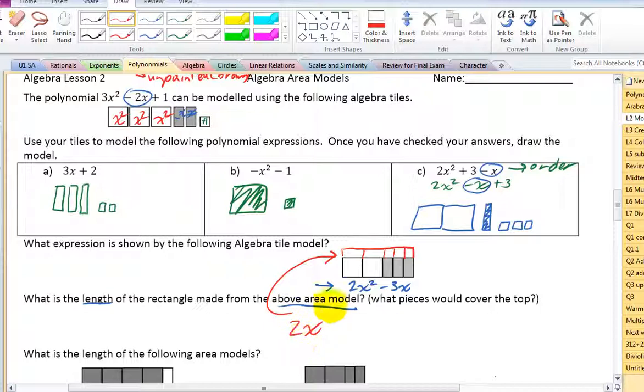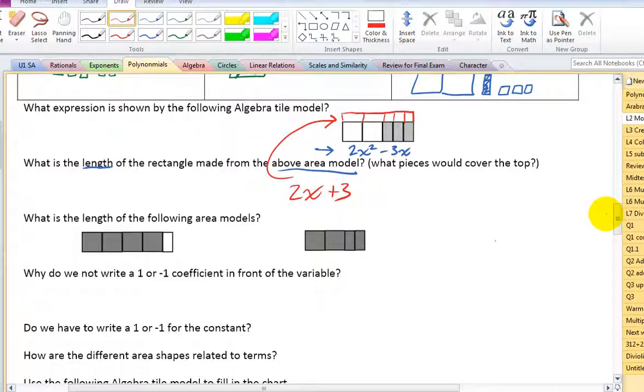How many 1 tiles? Are they positive or negative? Positive, so we go plus 3. 2x plus 3. So that's the length. Now in the textbook, you gotta be careful. One of their questions is kind of worded weird. One's worded well, and the other one's worded weird. So just be careful of that when you're looking at the answer key and you're thinking, this is kind of funny. Okay, go ahead, do that again for these ones.